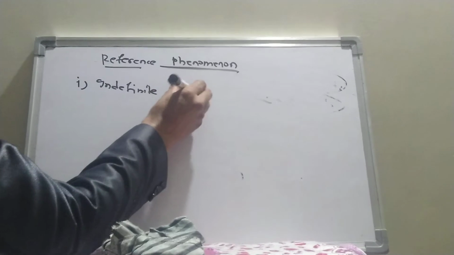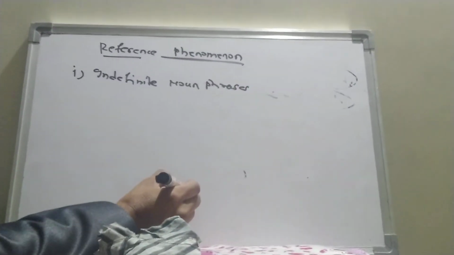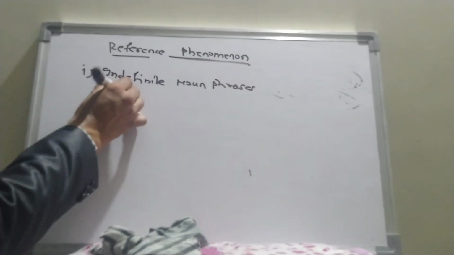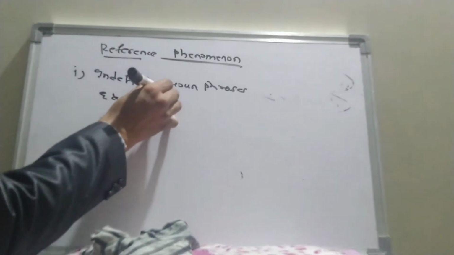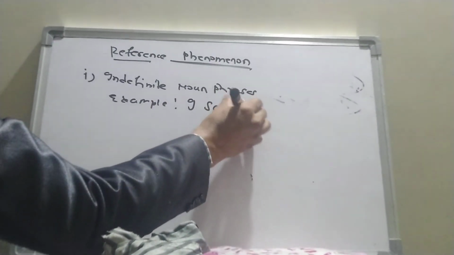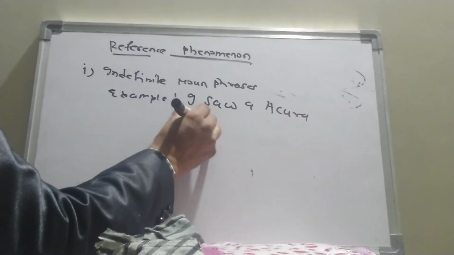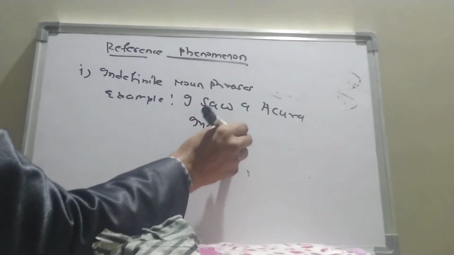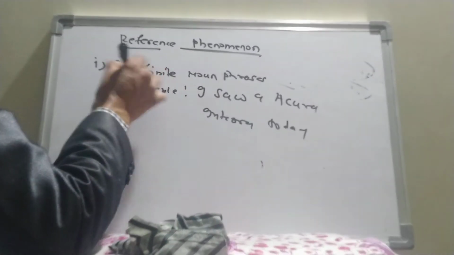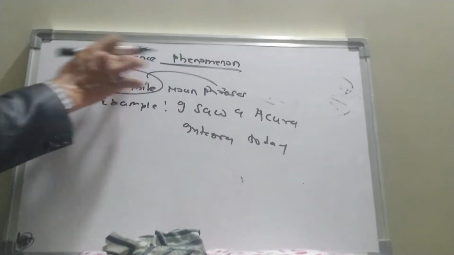noun phrases. Indefinite noun phrases are, for example, "I saw an Acura Integra today." So this is the indefinite type of noun phrase. We will not be clear on the identity, so this will create the reference phenomenon.